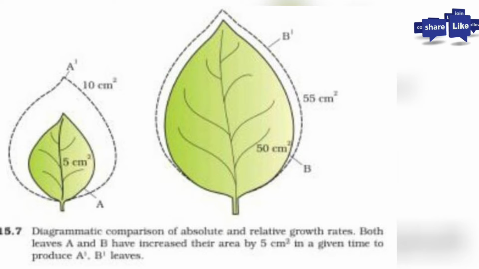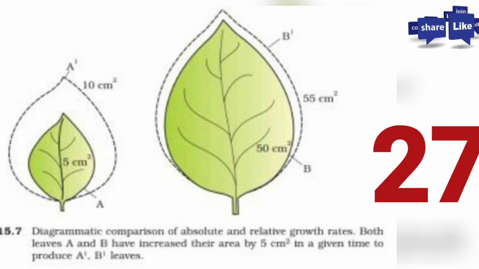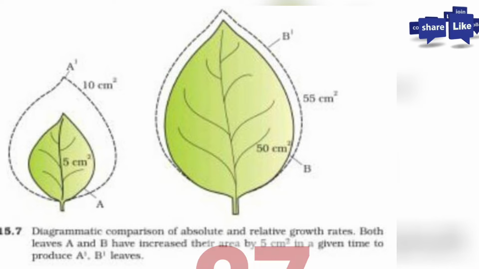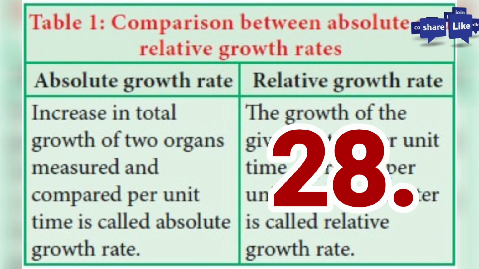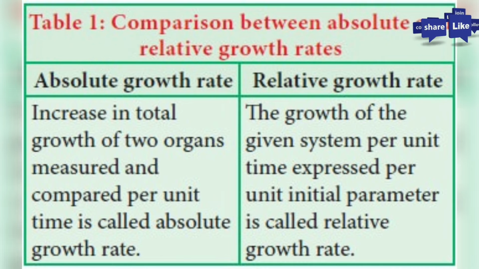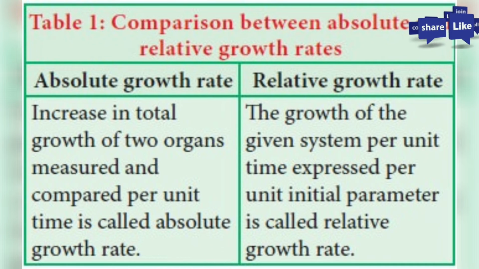Quantitative comparisons between the growth of living systems can also be made in two ways. Number one is absolute growth rate. Number two is relative growth rate. What do you understand by absolute growth rate? It is the measurement and comparison of total growth per unit time. And what do you understand by relative growth rate? It is the growth per unit initial parameter. That means increase in growth divided by the initial parameter and multiplied by 100.